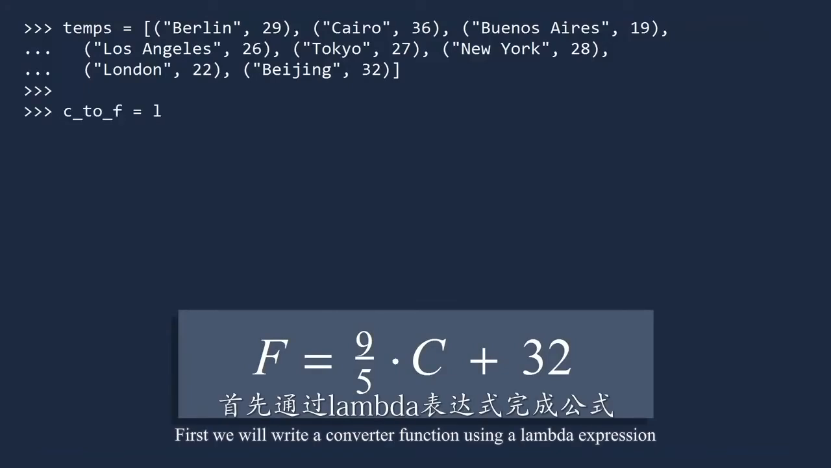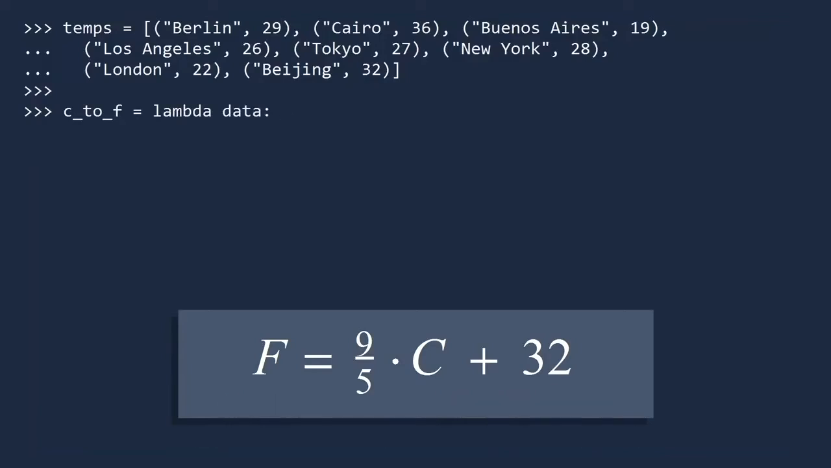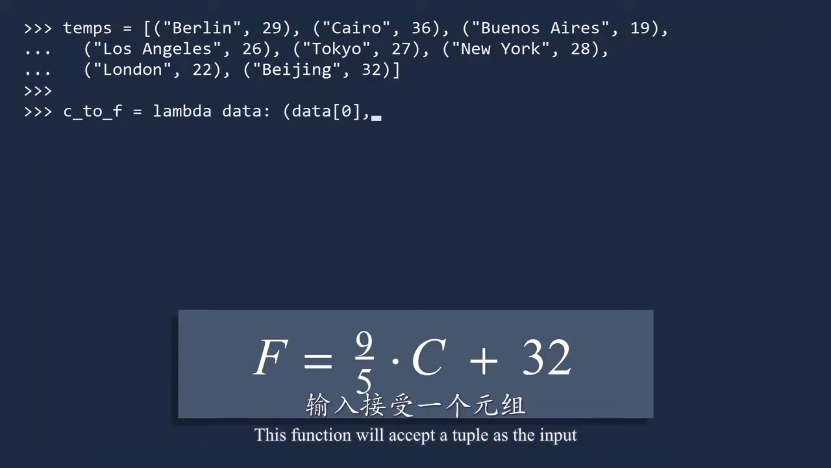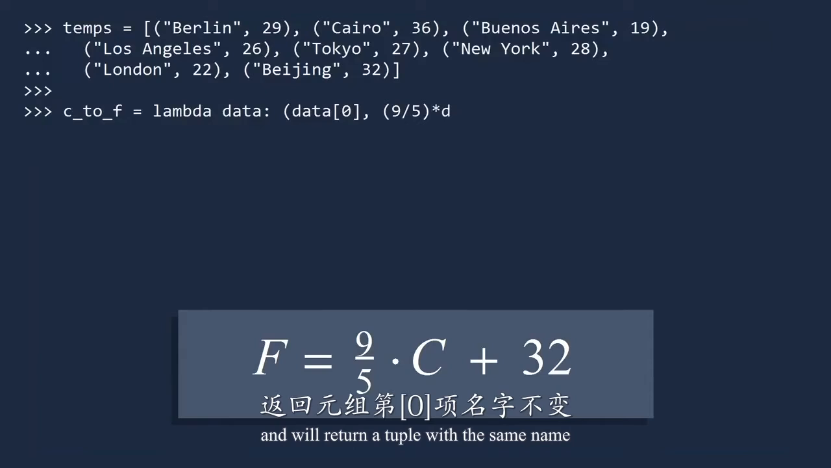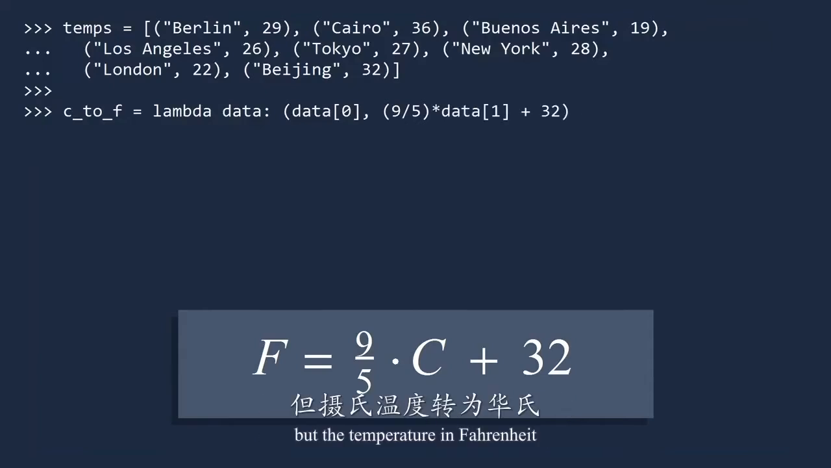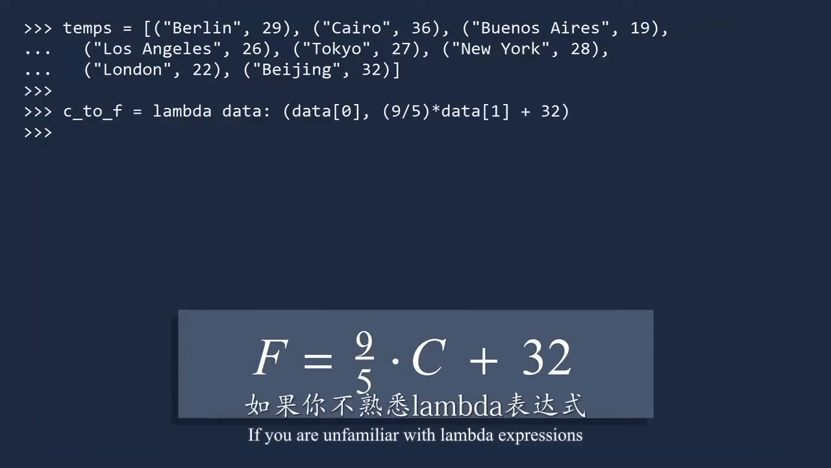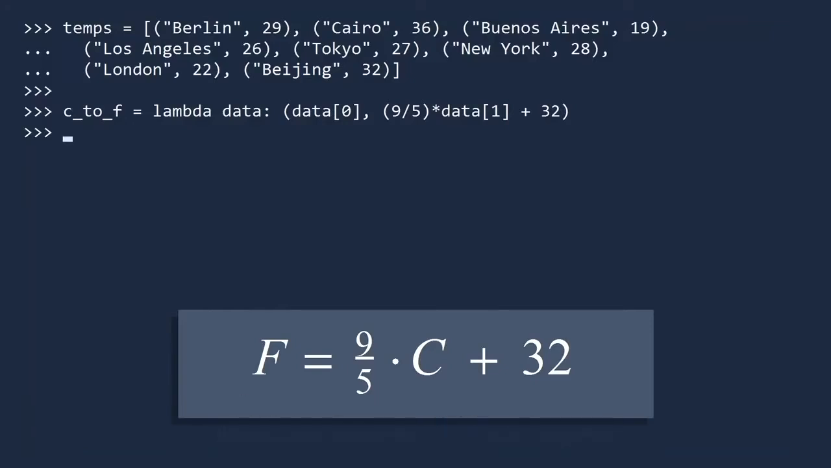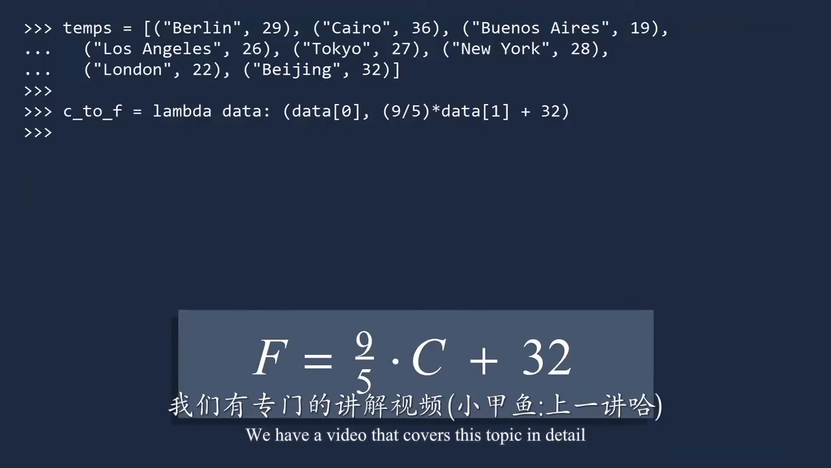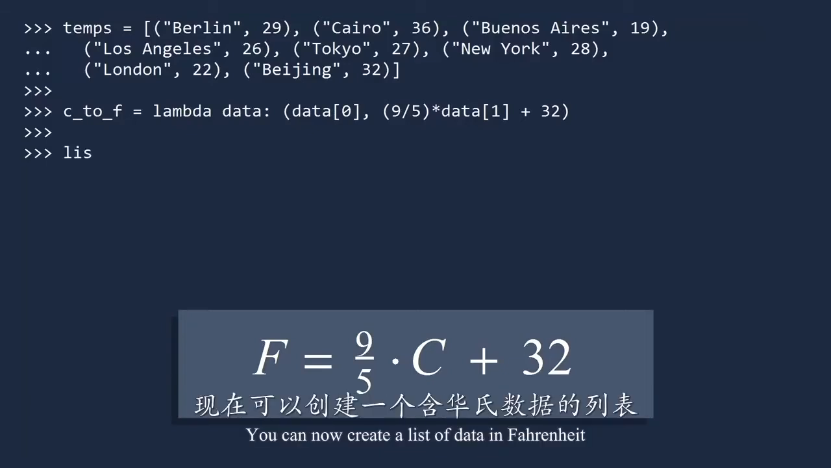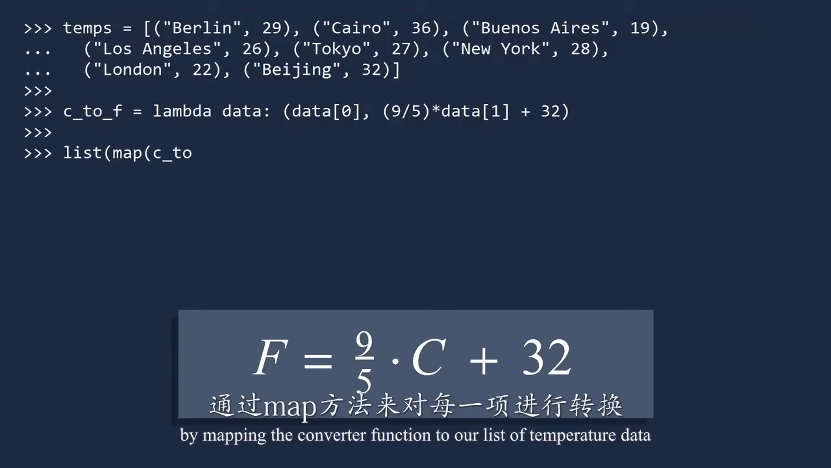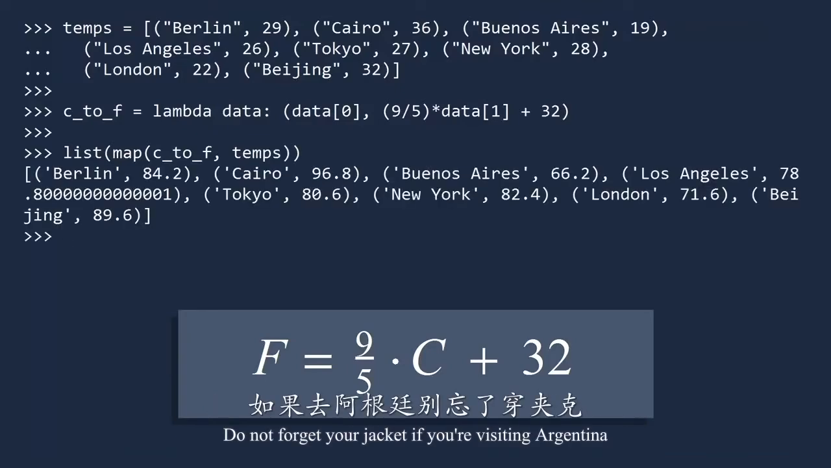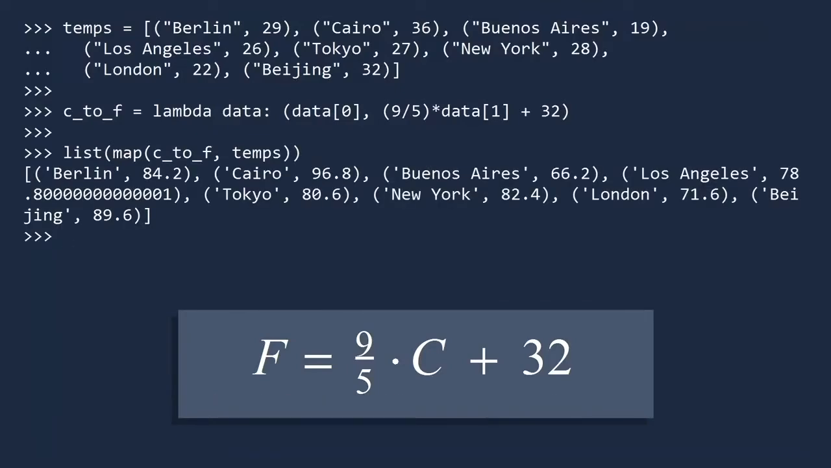First, we will write a converter function using a lambda expression. This function will accept a tuple as the input and will return a tuple with the same name, but the temperature in Fahrenheit. If you are unfamiliar with lambda expressions, they are a way to create short functions in a single line. We have a video that covers this topic in detail. You can now create a list of data in Fahrenheit by mapping the converter function to our list of temperature data. Do not forget your jacket if you are visiting Argentina.